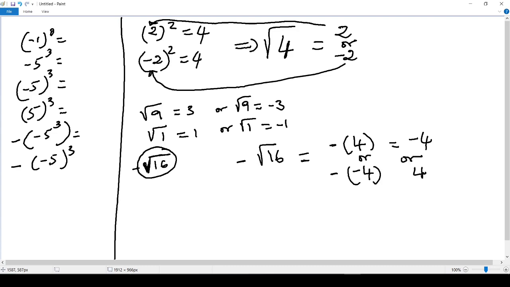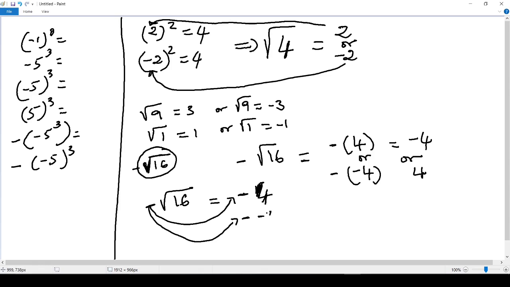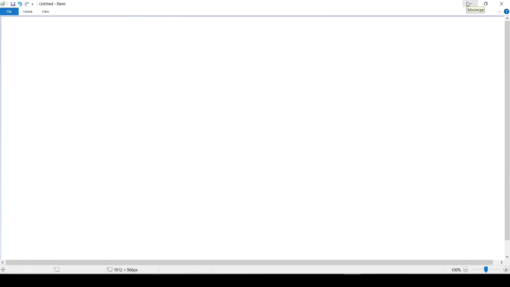So let me do it again. The square root of 16 with a negative sign outside the radical is equal to, this negative sign comes here, minus the square root of 16, which is 4, and this minus comes here again. The square root of 16 can be negative 4, and your answer is negative 4 or 4. It is not every time that we are required to give both answers, positive and negative.